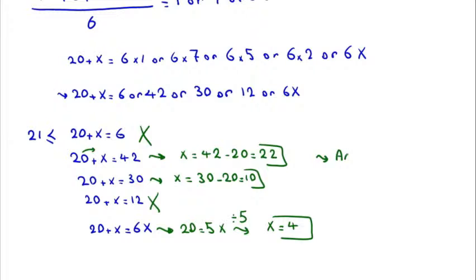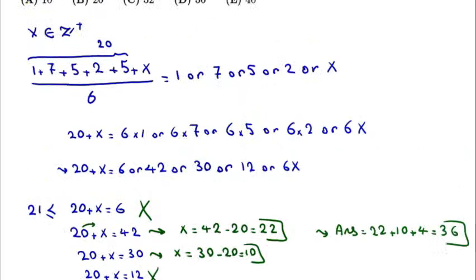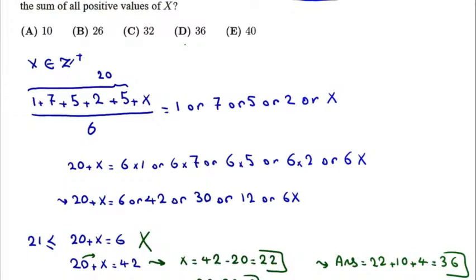Now the answer, it says calculate the sum of them. 22 plus 10 plus 4. 22 plus 10 is 32, plus 4 is 36. So the answer is D.